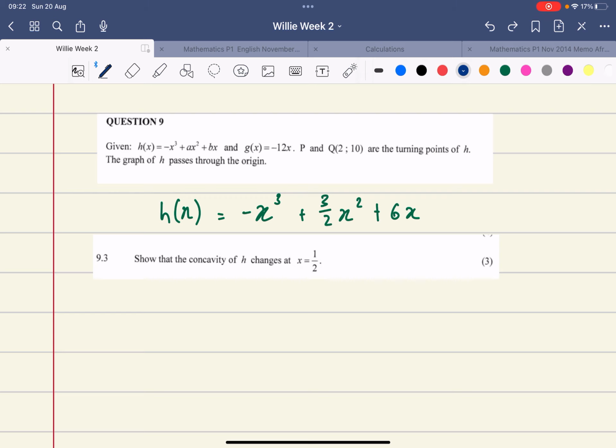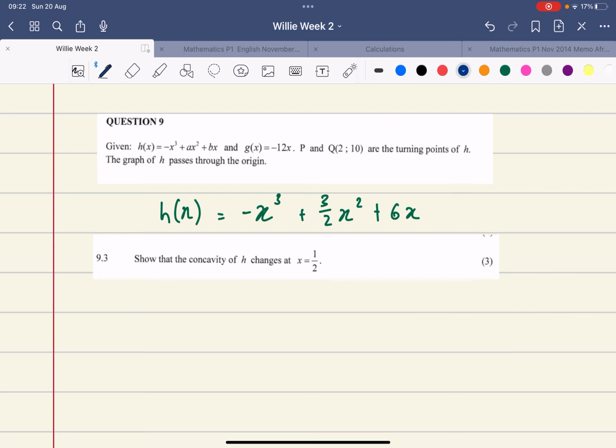So recall what concavity means. It refers to the shape. Concave up means it looks something like that. So the graph has a minimum, or yeah, it's concave up, whereas concave down looks something like that. Okay, so we have to show that there's a change of concavity. So how do we do that?